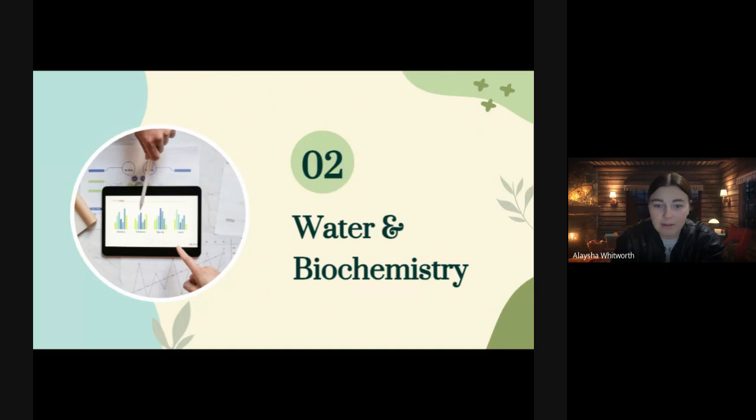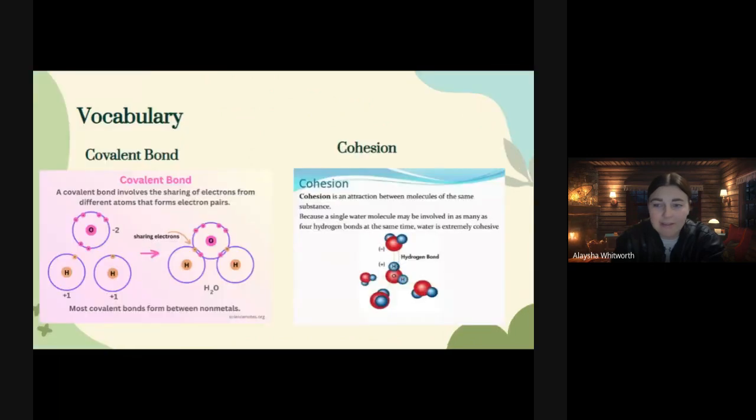Next unit was water and biochemistry. Basically, with water, we talk a lot about covalent bonds and cohesion. A covalent bond involves the sharing of electrons from different atoms that form electron pairs. So if you've looked at chemistry at all, this is familiar to you. Hydrogen and oxygen share electrons right there, and it creates this really strong hydrogen bond.